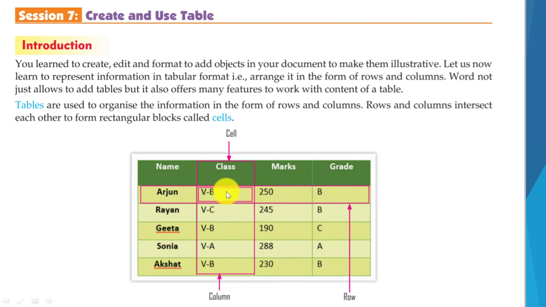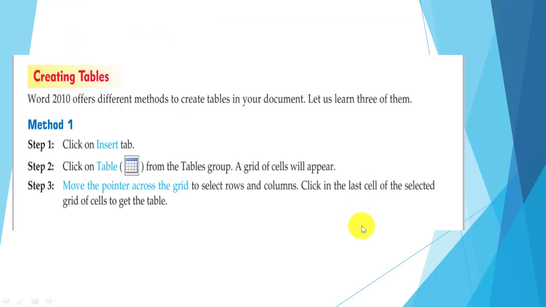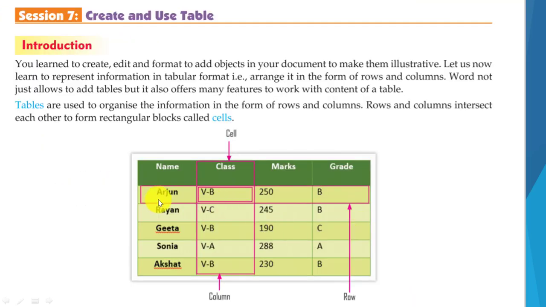These are all the different cells, and these are the columns: name column, class column, marks column, and grade column. These are the columns, and these are the rows. Arjun, 5th B, 250 marks and B grade. These are the rows and these are the columns.